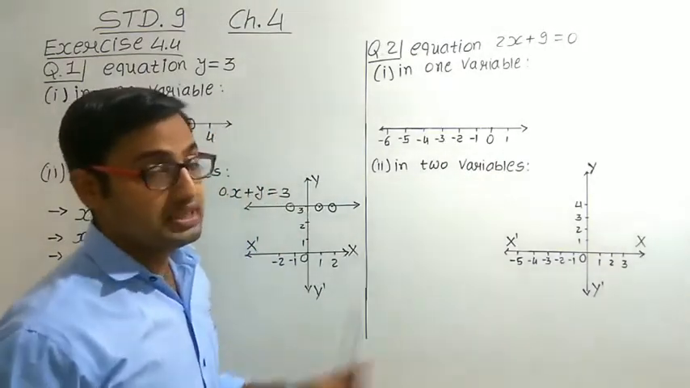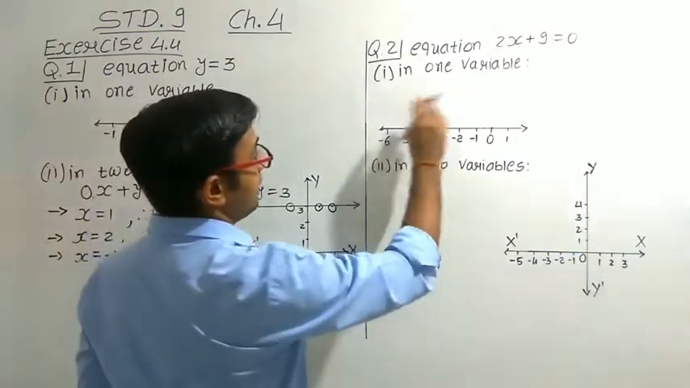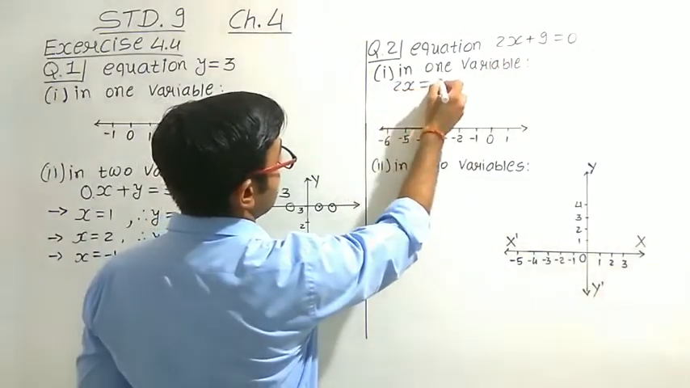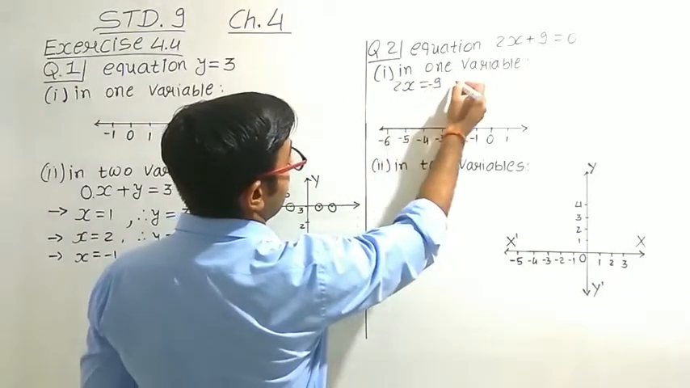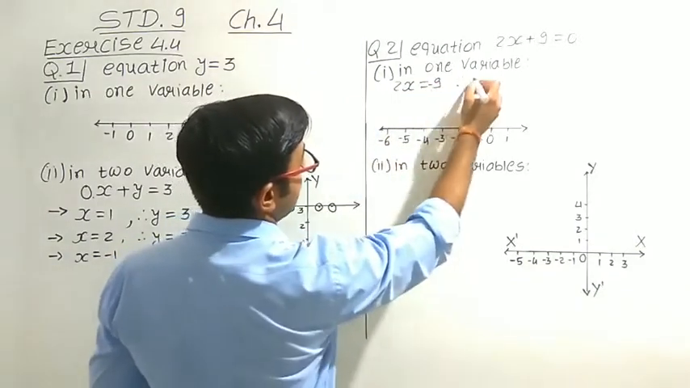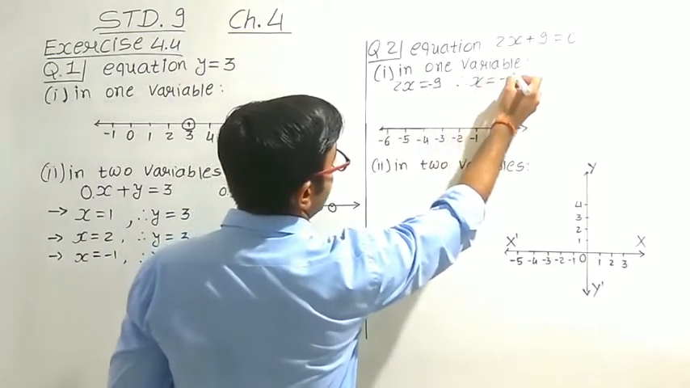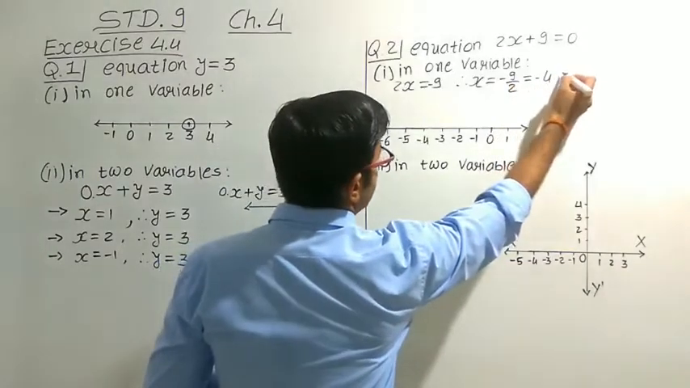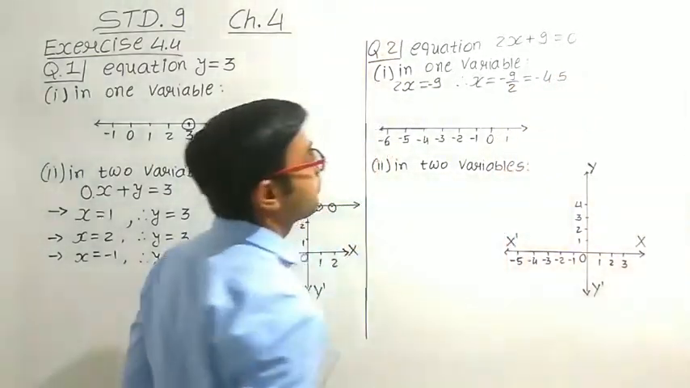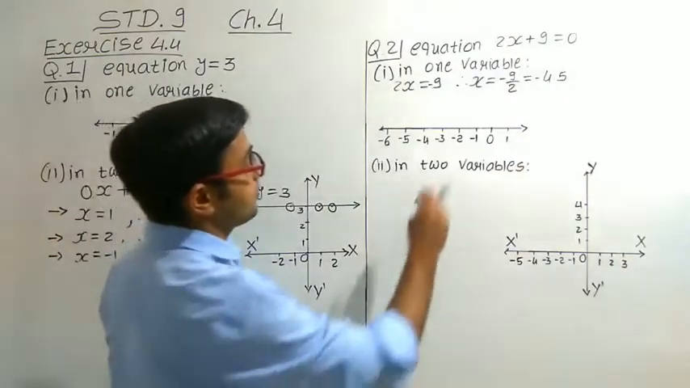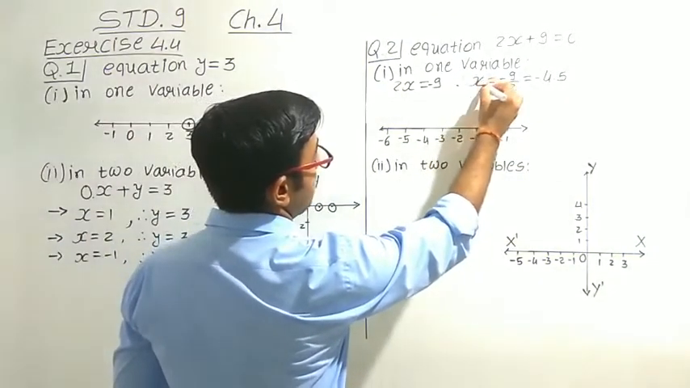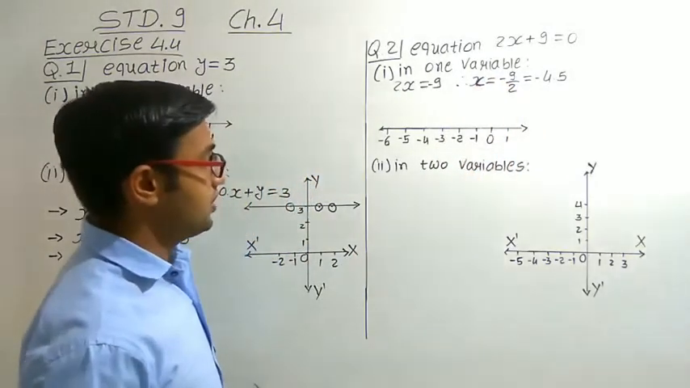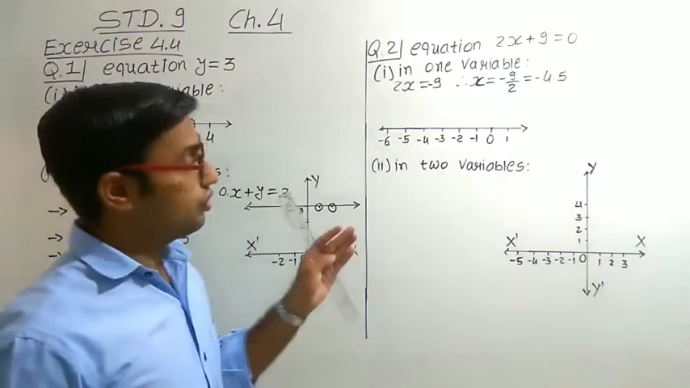But what is the solution of this linear equation? To find the solution, we have to take 9 to the right hand side. So we get 2x is equal to minus 9. And by taking this 2 to the right hand side, we get x is equal to minus 9 upon 2, and minus 9 upon 2 means minus 4.5. So this is the solution of this linear equation: x is equal to minus 4.5. Now we have to represent it on the one variable, that means on the number line.